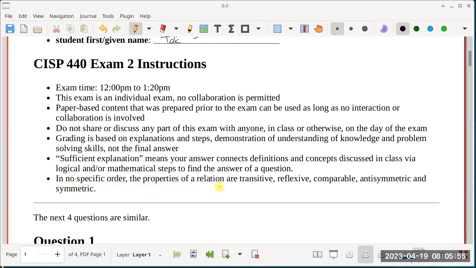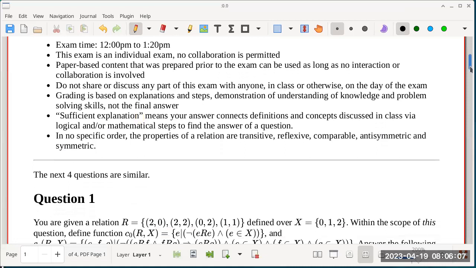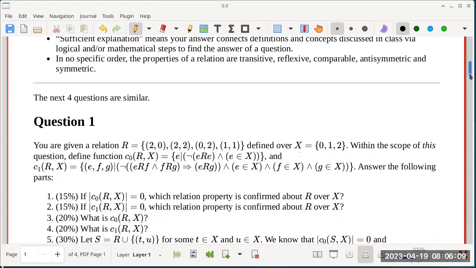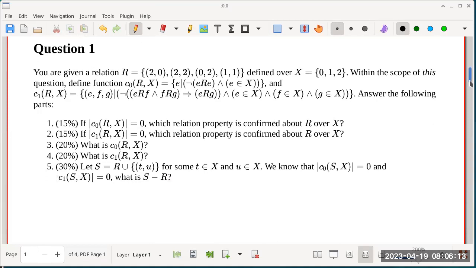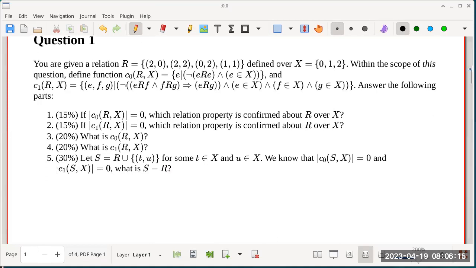The properties of a relation are transitive, reflexive, comparable, antisymmetric, and symmetric. So these are intentionally not in the same order as they are introduced in the module, because I want you guys to figure out which one is which one. All right, so here's question number 1.